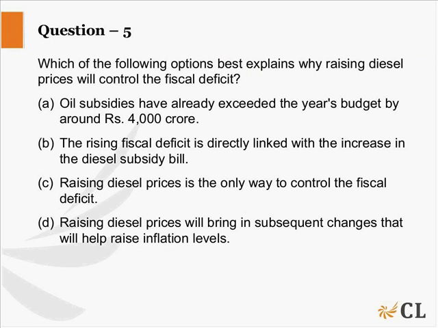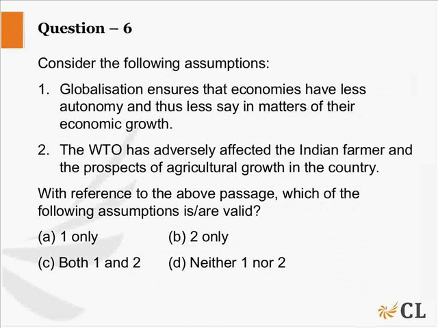If I go to question number 5, it says, which of the following options best explains why raising diesel prices will control the fiscal deficit. So this is a specific idea question which is talking about raising diesel prices. Okay, so I'll go directly to the paragraph where diesel prices are mentioned when I skim through the passage. The sixth question says, consider the following assumptions. The moment the assumption comes, again I know that I have to read the complete passage. So if I actually want to do this passage, the best thing for me would be to read the complete passage, right? Then I can mark my answers.